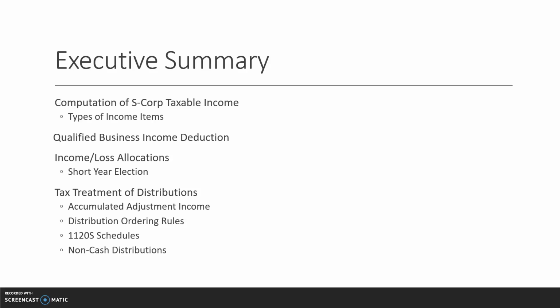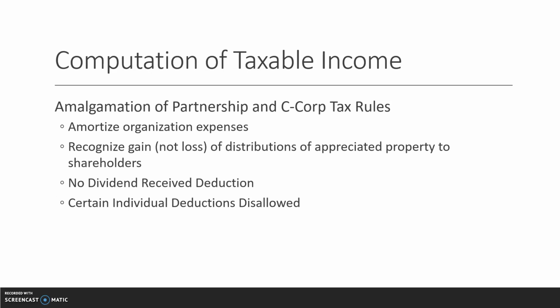And then the big chunk of it here on the back end is going to be a lot about the tax treatment of distributions, how they're going to be handled. You'll see it's kind of similar to C corps in some ways, as well as the tax schedule, specifically M2 and M3, and how distributions of non-cash items like property are going to be handled. All right, so let's jump into it.